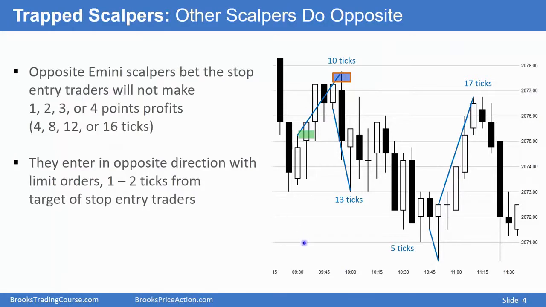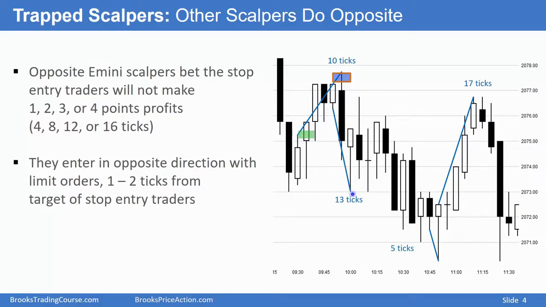Opposite E-mini traders, the scalpers, are betting that the stop entry traders will not make their 1, 2, 3, or 4 points. So they enter in the opposite direction with limit orders, maybe a tick or 2 below the target for the bulls. Bears know the target for the bulls is 9 ticks above this. They know it has to go up 10 ticks, so bears will place limit orders to sell 1 or 2 ticks below that. The bears down here know the bulls might be trying for 3 points. The bears need it to fall 14 ticks to make 3 points.